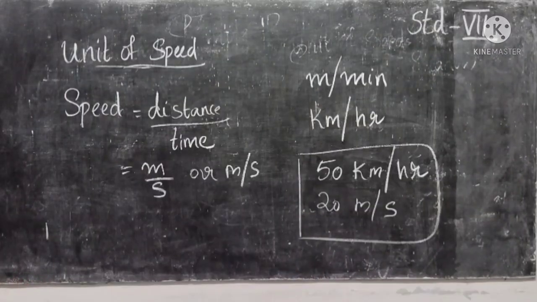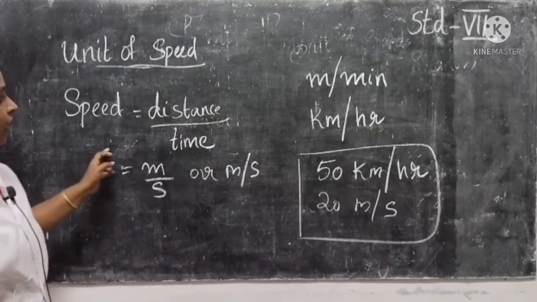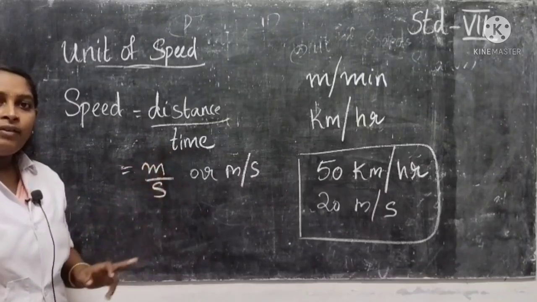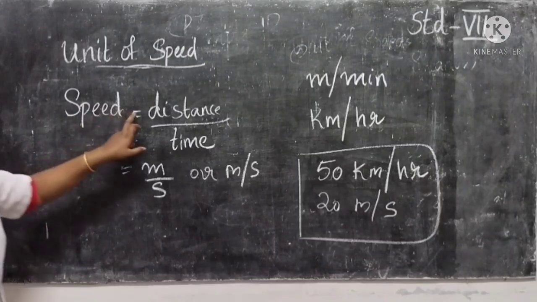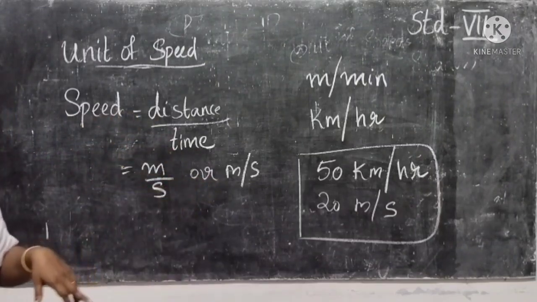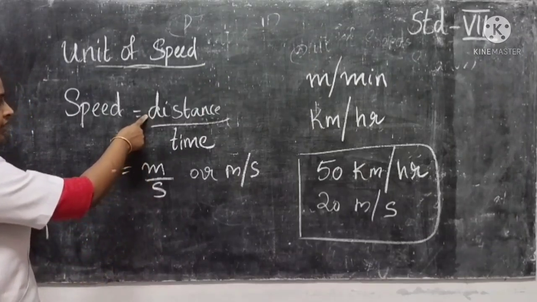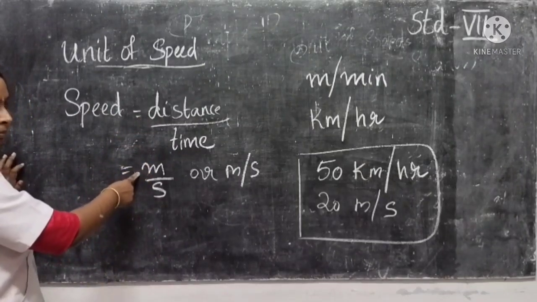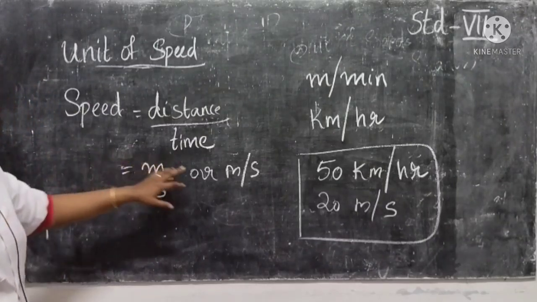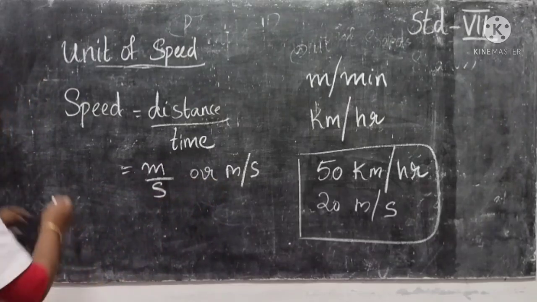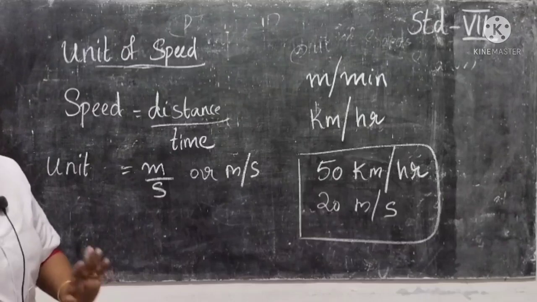Next is units of speed. How can you define speed? Speed can be defined as the distance traveled by an object in unit time. So the equation for speed is distance divided by time. From this equation we can derive the unit of speed. So what is the unit of distance? The unit of distance is meter and the unit of time is second. So the basic unit of speed is meter per second.